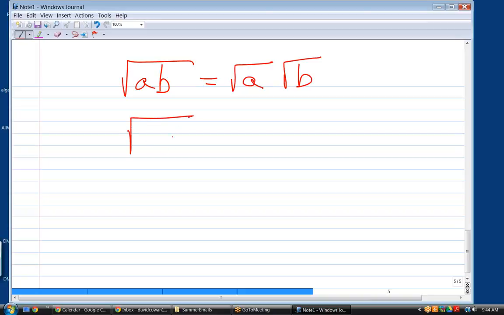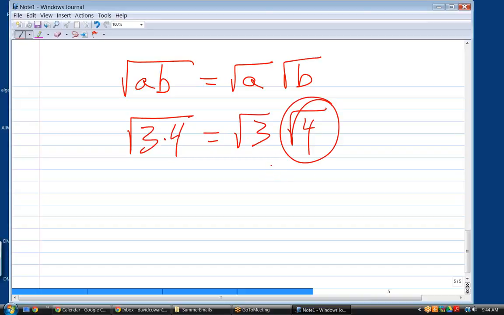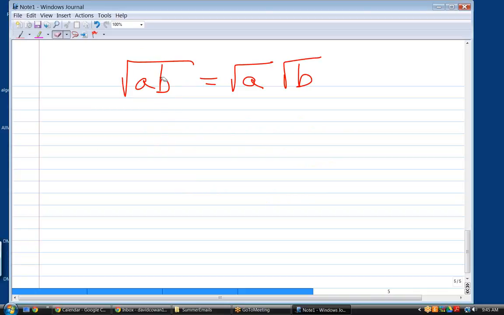If I have the square root of 3 times 4, that's equal to the square root of 3 times the square root of 4. And the square root of 4 is what? 2. So this turns into a 2, which I'm going to put in front, and the answer is 2 square root 3. But this principle, that the square root of two things being multiplied together equals the square root of each of them multiplied together, is what we're going to use to solve this problem.